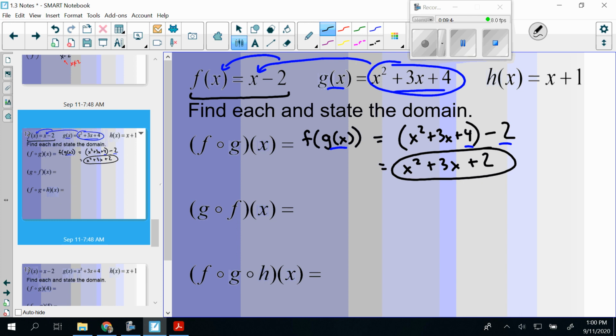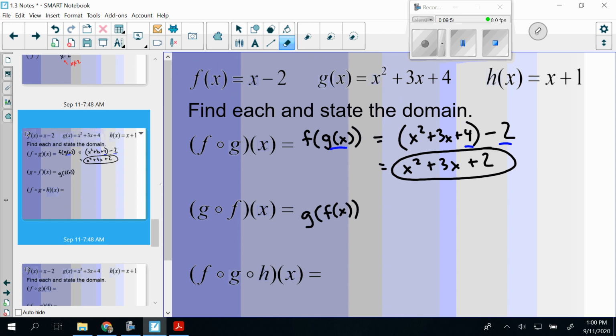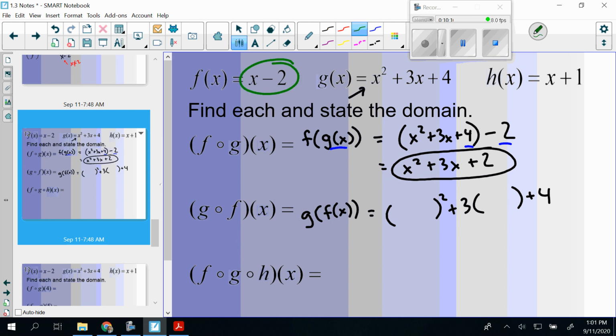The next one is also composition. Same two functions, but different order. So now this one is talking about g composed with f. So we're going the other way on this one. Now we're starting with g, which is this function. So anywhere there's a variable, there we're going to be replacing it with something new. And what we're going to replace it with is this function. So anywhere there's a variable, we're going to replace it with x minus 2.